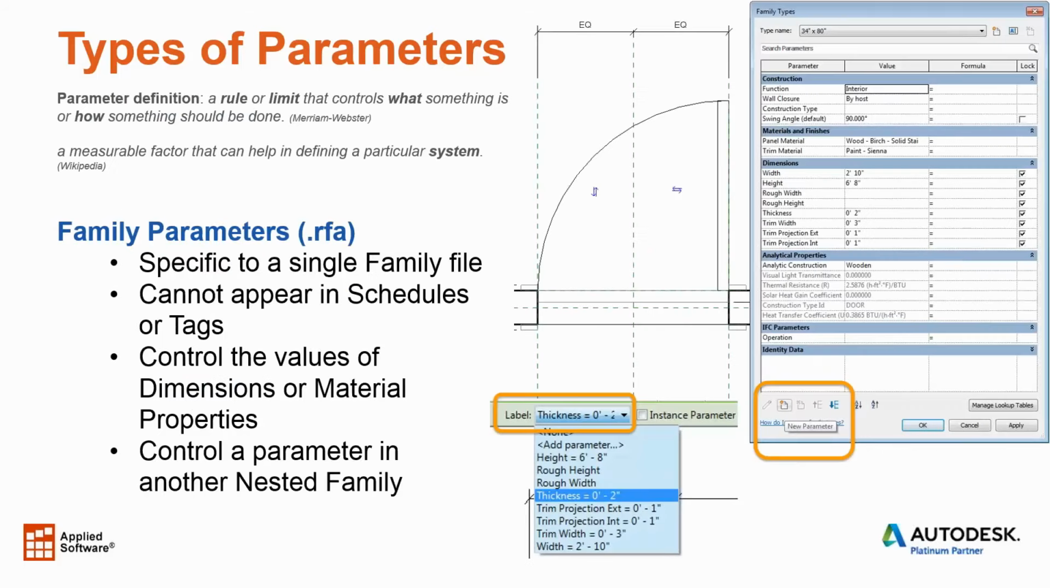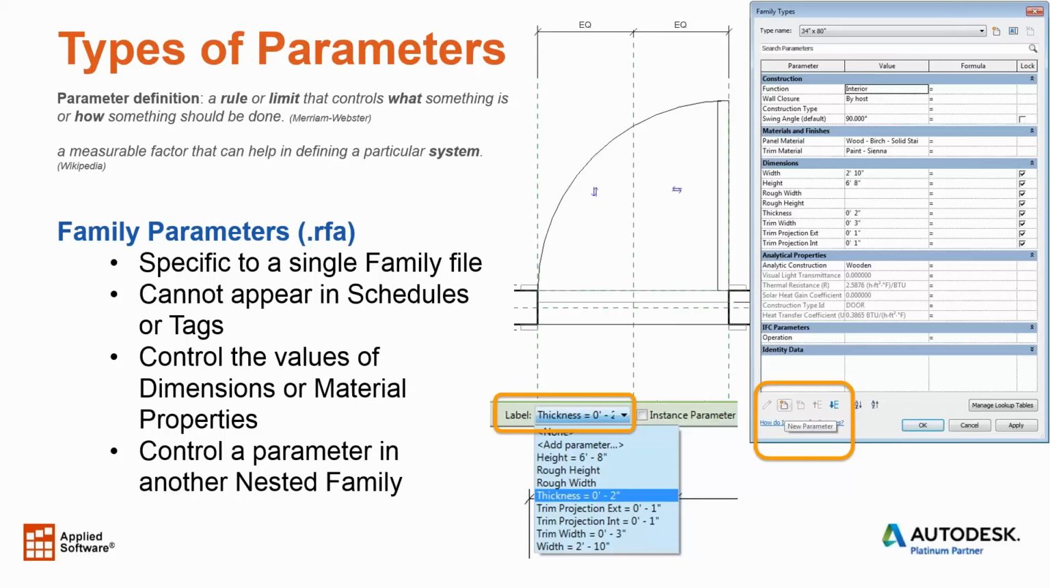So what is a parameter? A parameter is a rule or limit that controls what something is or how something should be. It's also a measurable factor that can help in defining a particular system. So some of the keywords here are rules, limits, what, and how.